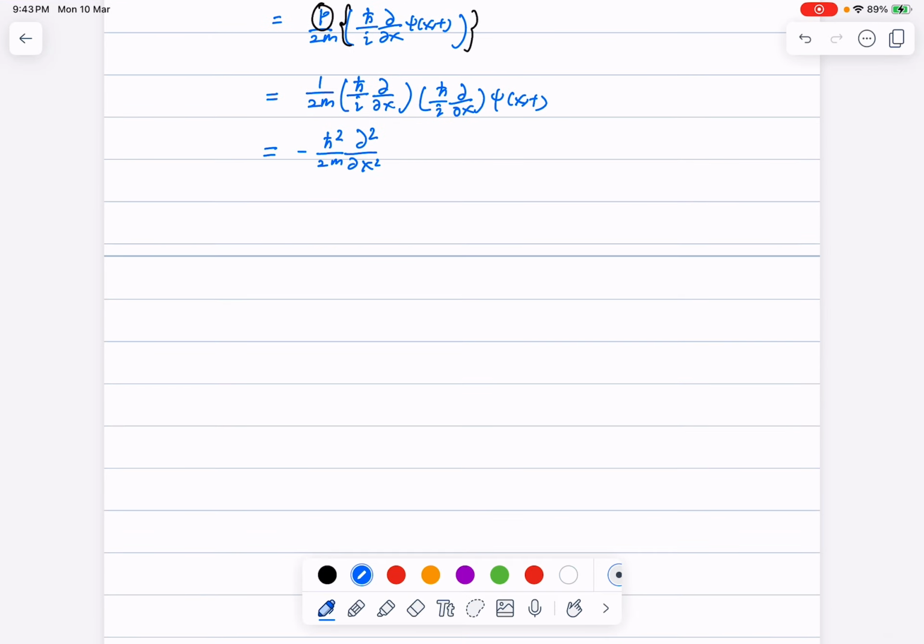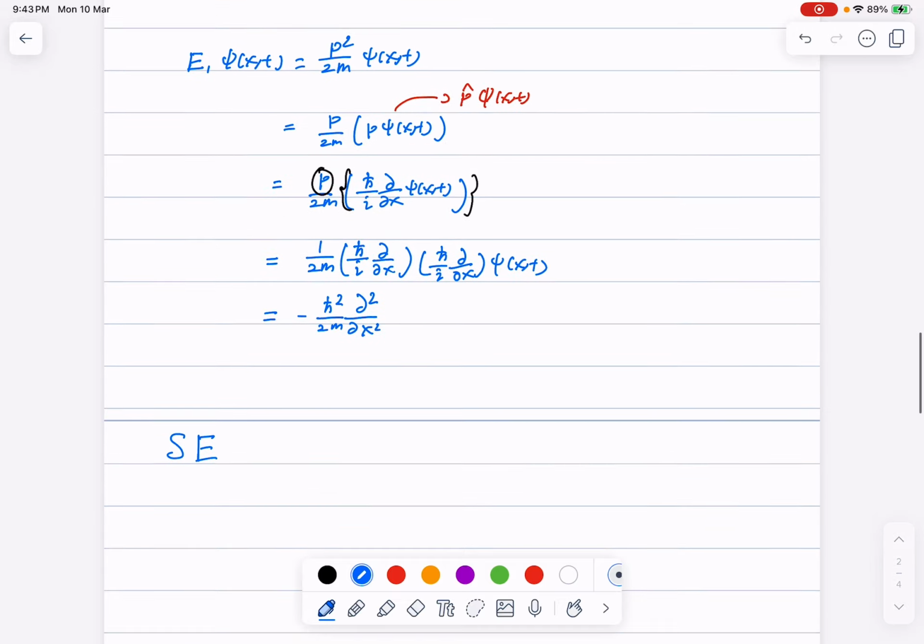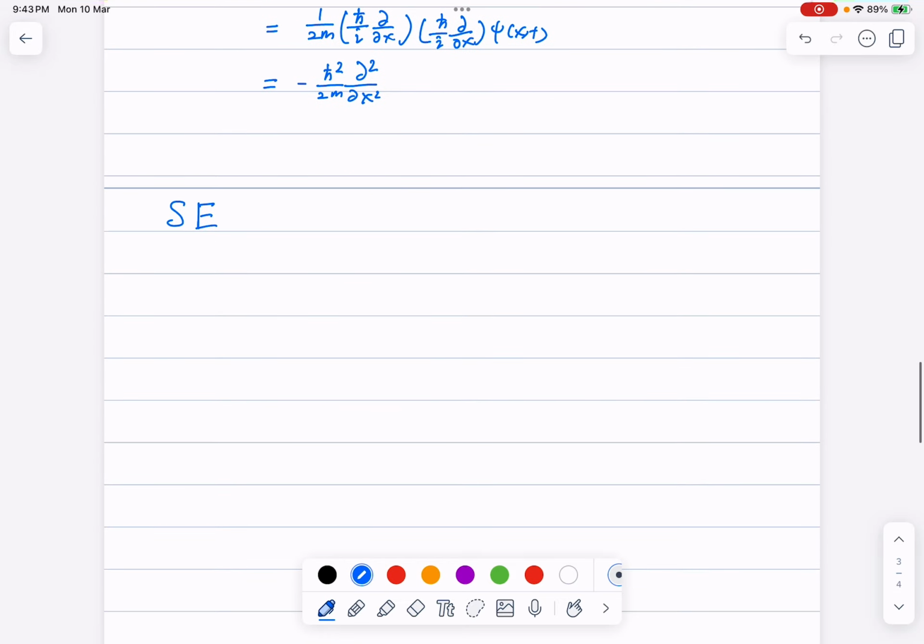So, the Schrödinger equation, which I'm going to denote as SE. As you can see here from classical mechanics, we know that the net energy equals kinetic energy (KE) plus potential energy (PE). Let's set PE as a function V(x,t).